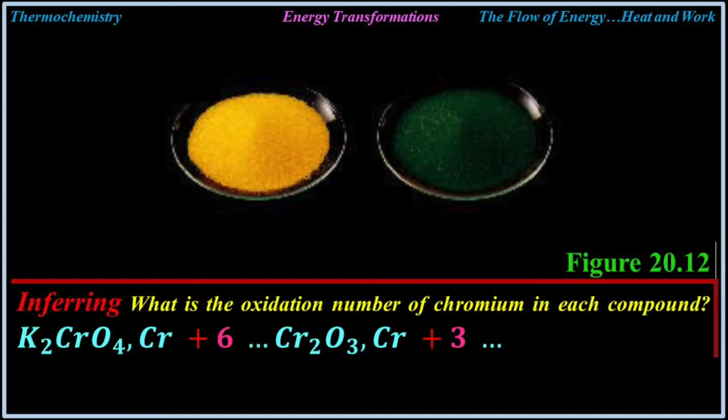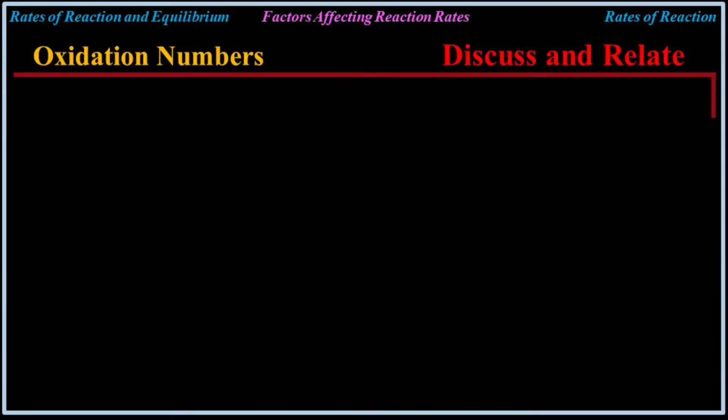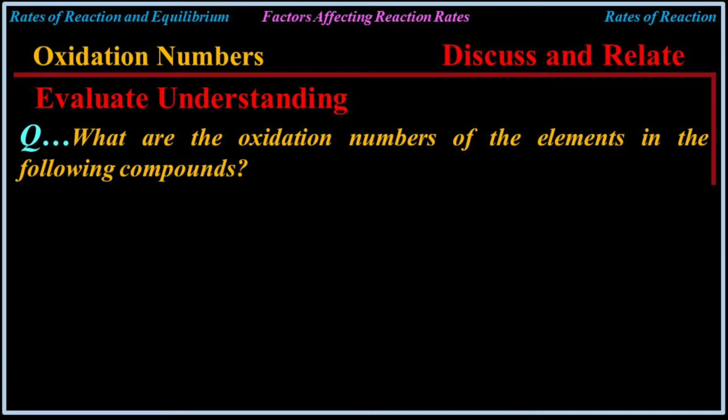For Cr2O3, that would be chromium +3, because there are 3 oxygens. 3 times -2 is -6, so the chromium total must be +6. And there are 2 chromiums, so each one would contribute +3. So that would be chromium(III) oxide. And this is oxidation numbers, discuss and relate. We're going to use those same techniques to find the oxidation numbers in the following substances.